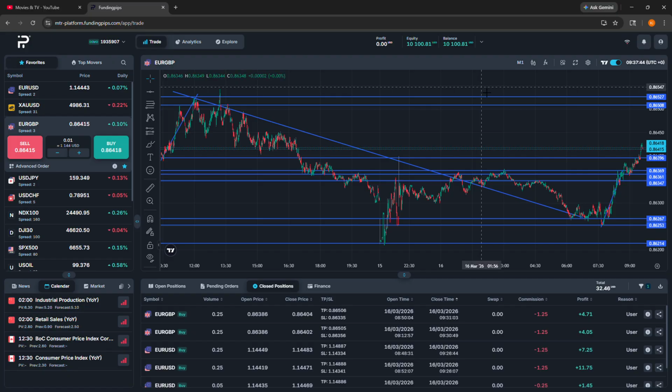Okay, here's a couple of trades that I took for today, Monday. I'm in the European session. I made about $32 today in my challenge. Essentially, I took EG and EU today.